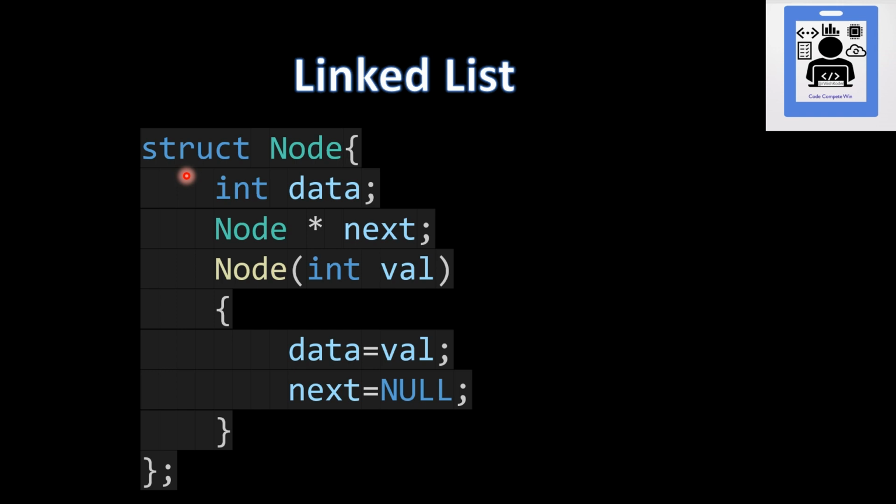We can use a structure data type to represent the node of a linked list. Our node structure contains a data and the pointer to the next node, that is next. We can define a node constructor to initialize the node structure.